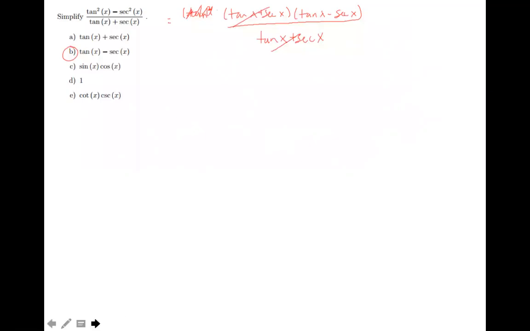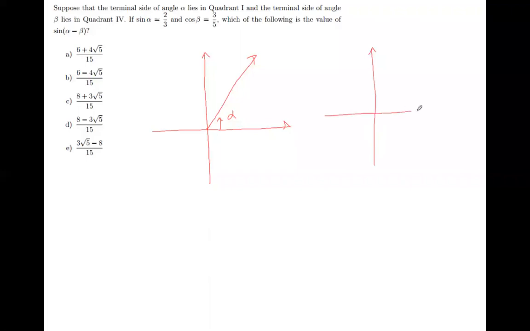So finally, let's do 2 formula problems. Okay, so here we're told that the terminal side of angle alpha lies in quadrant 1, and the terminal side of angle beta lies in quadrant 4. Okay, if sine of alpha is 2/3 and cosine of beta is 3/5, which of the following is the value of the sine of alpha minus beta?